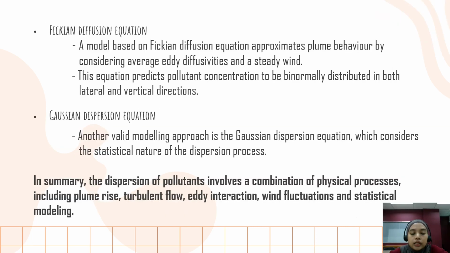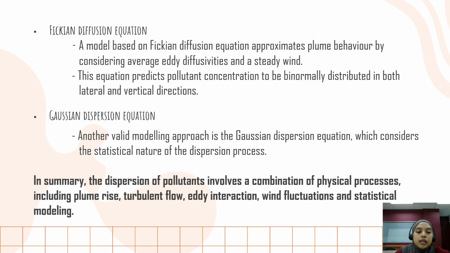The second last factor is the Fickian diffusion equation. A model based on the Fickian diffusion equation approximates plume behavior by considering average eddy diffusivity and a steady wind. This equation predicts that pollutant concentration is binormally distributed in both the lateral and vertical direction. And lastly is the Gaussian dispersion equation. This equation is another valid modeling approach, which considers the statistical nature of the dispersion process.